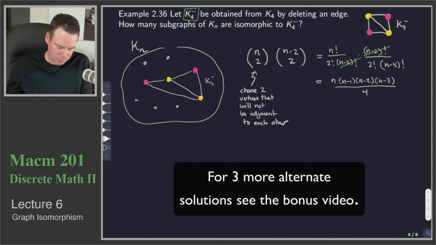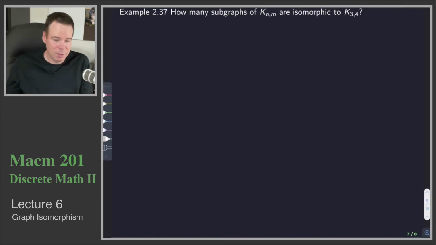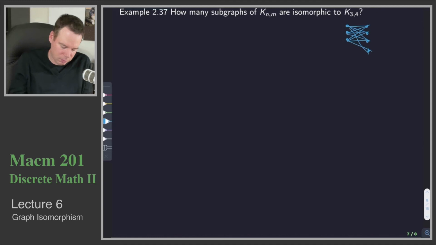All right, let's have a look at the next example. How many subgraphs of the complete bipartite graph Knm are isomorphic to K34? So K34, what does it look like? It's going to have 3 vertices on one side, 4 on the other, and we've got edges that connect everything on one side with everything on the other side.